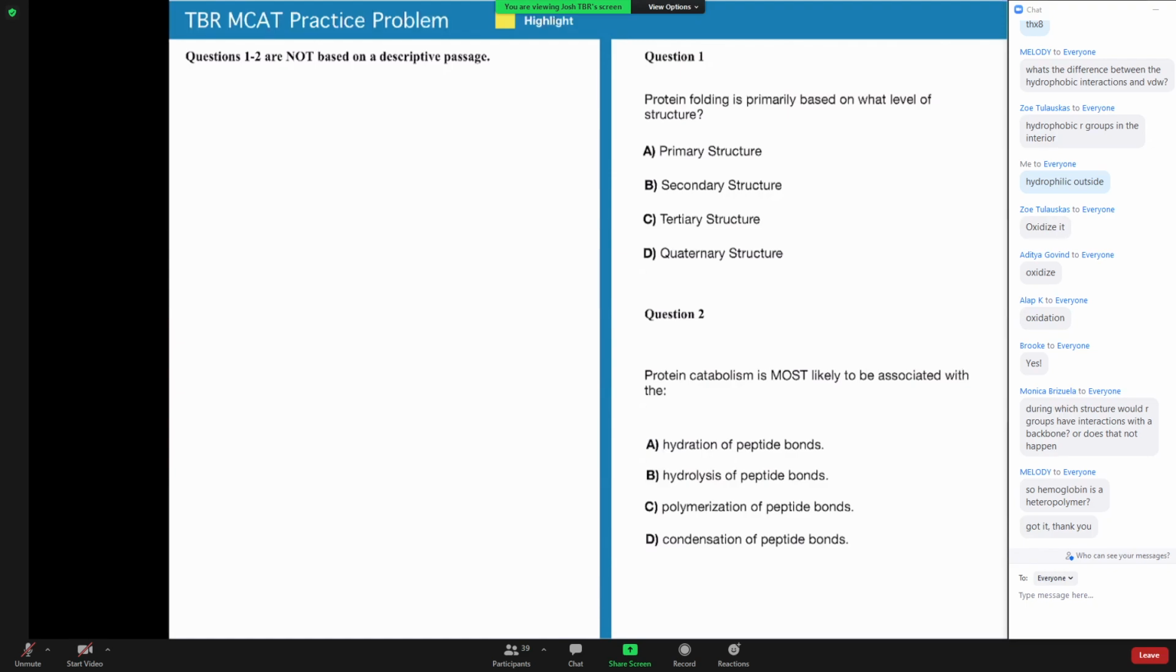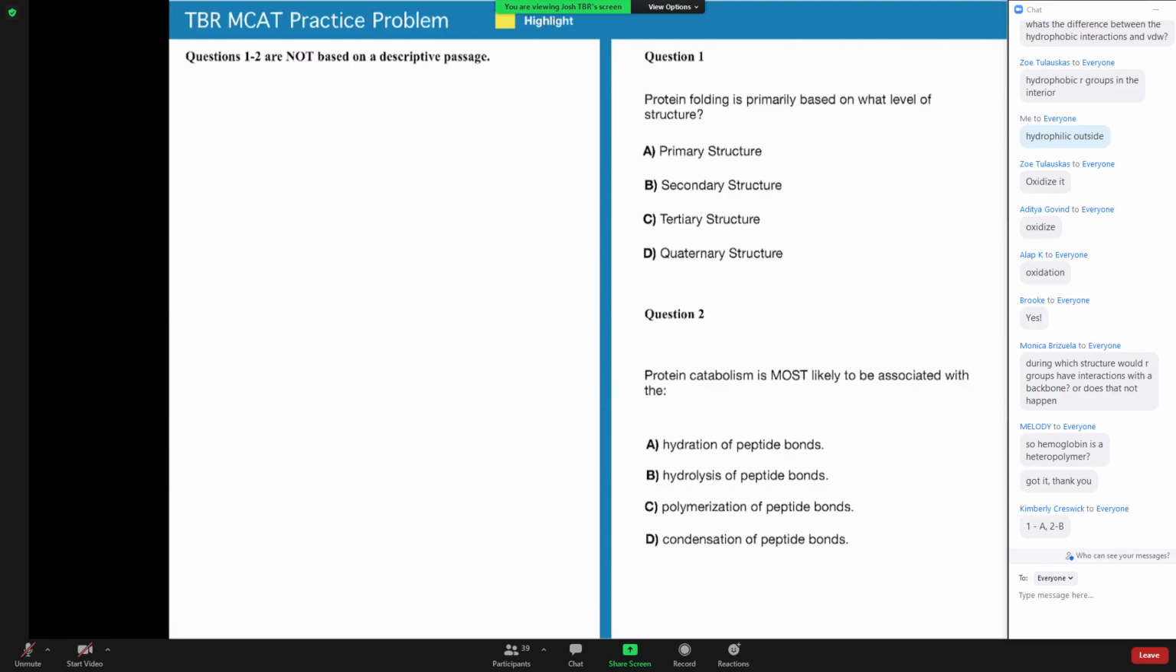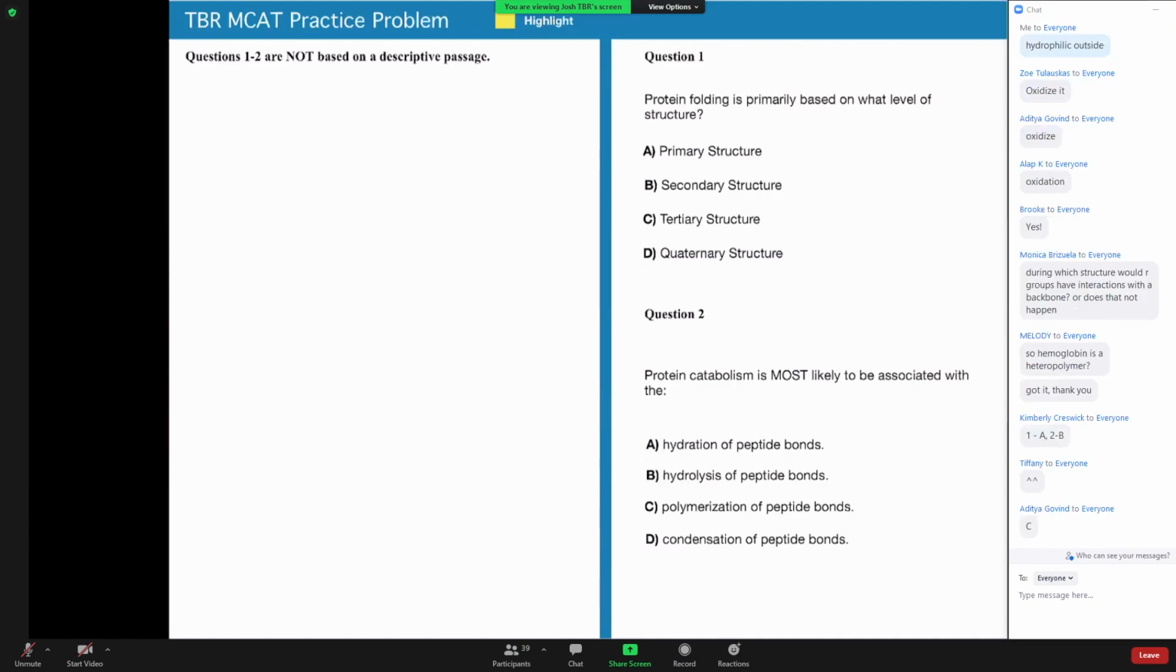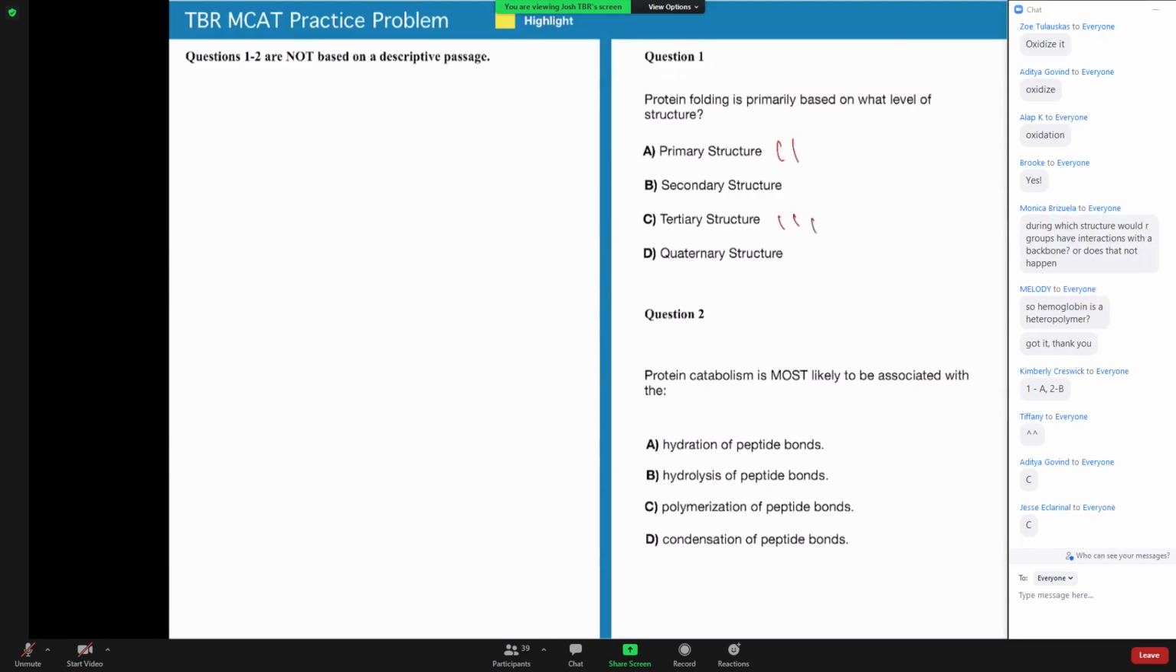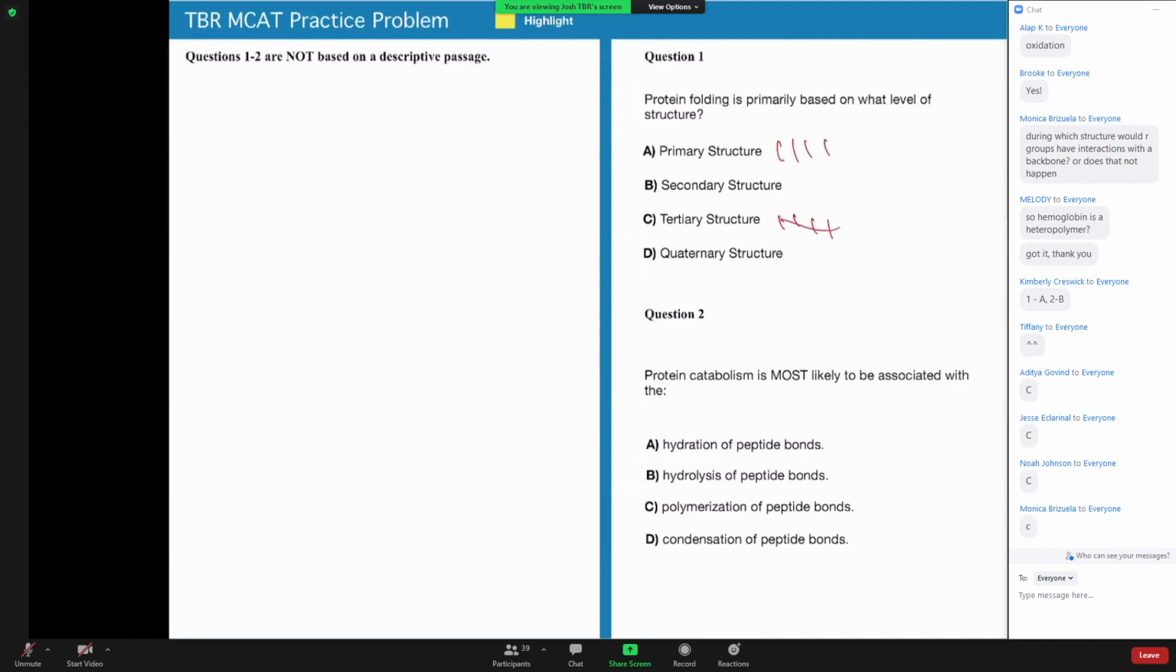Okay, does anybody have an answer for question 1? Cool, so we've got a few answers. We've got a couple of these, a couple of these, more of these, a couple more of these. Awesome, great job. So this is a really good fundamental question, and the answer to this question is actually A, primary structure.